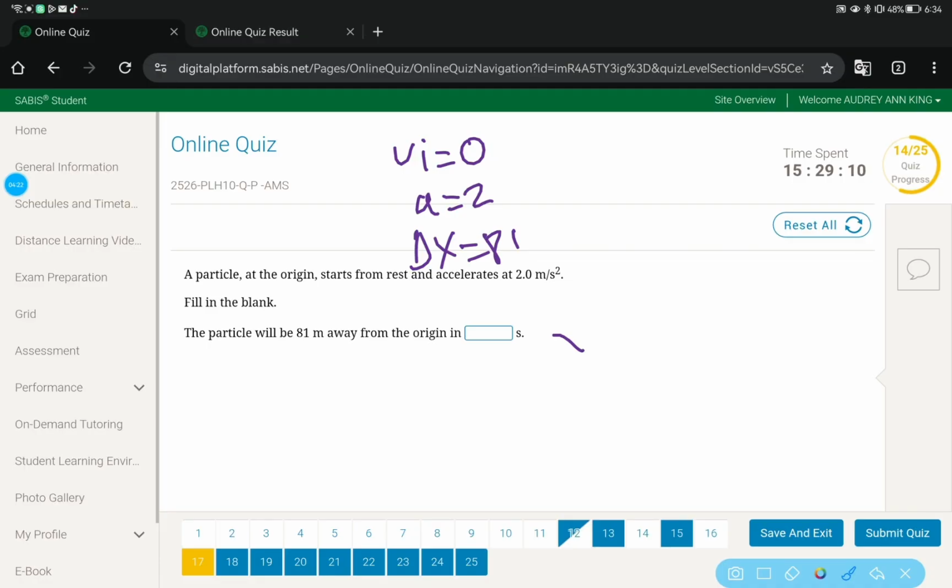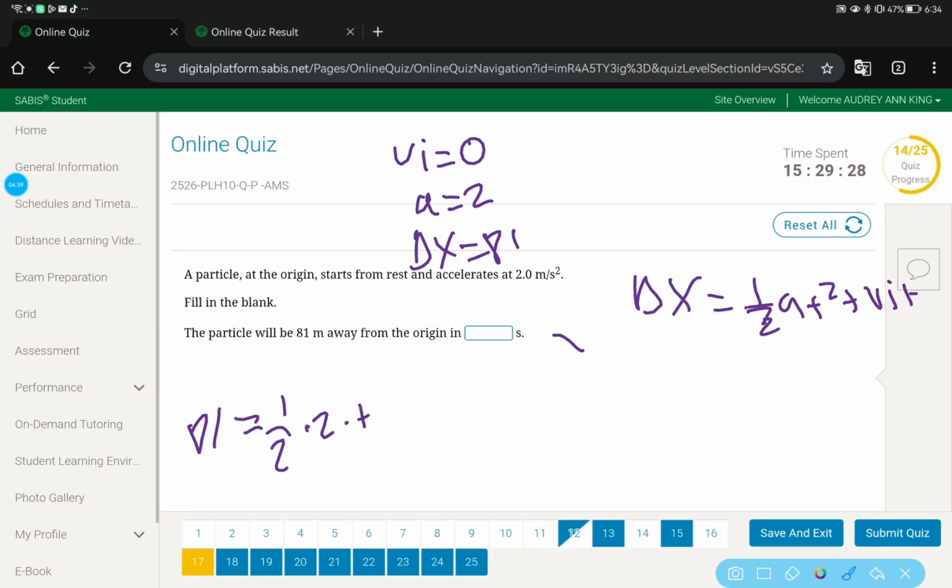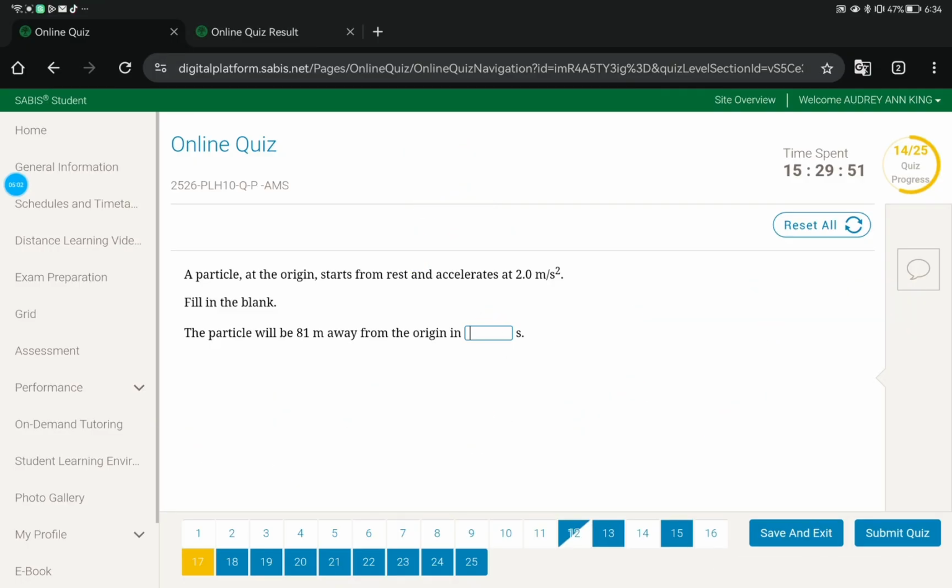So which formula can we use? We can find time, but we don't have final velocity. Again, this formula, half of at squared plus vit. After replacing, you get 81 equals half of 2 times t squared. Obviously the initial velocity is 0, so we can just cross out this whole part. Half of 2 is 1, so 81 equals 1 times t squared, which is just 81 equals t squared, so you get 9.